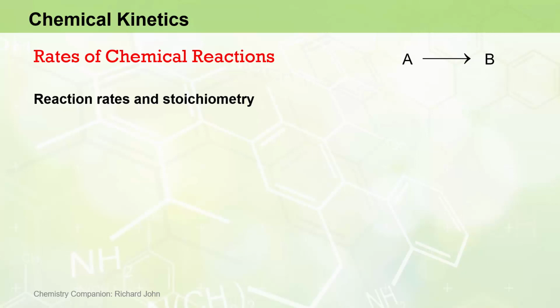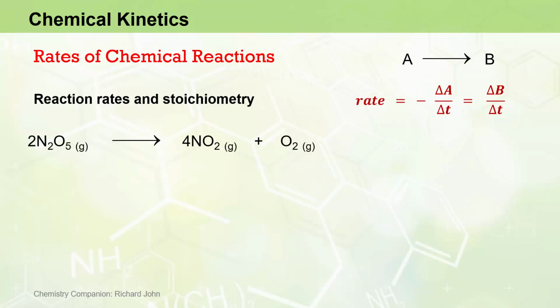So, for the hypothetical reaction of A being transformed to B, where the stoichiometric coefficients of each substance is 1, there are two equally valid expressions for the rate of reaction, one referring to the rate of consumption of the reactant A, and the other referring to the rate of production of the product B. Let's now consider a real reaction where the stoichiometric coefficients have values other than 1. For example, the decomposition of dinitrogen pentoxide to produce nitrogen dioxide and elemental oxygen.